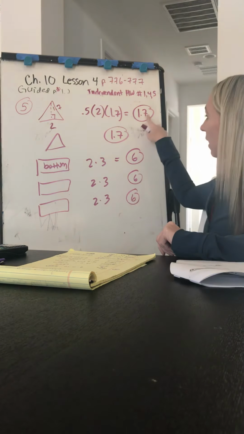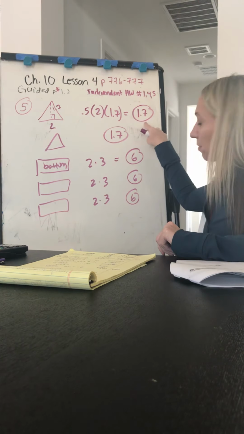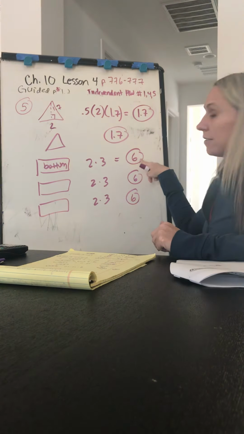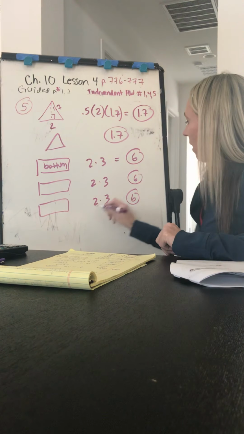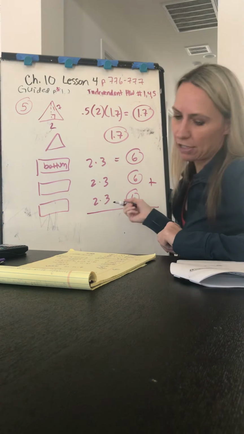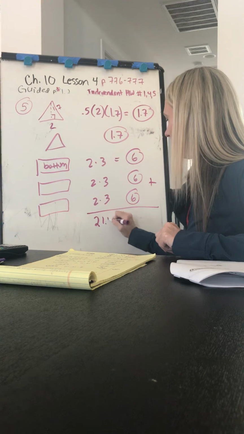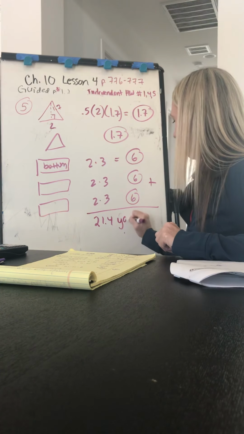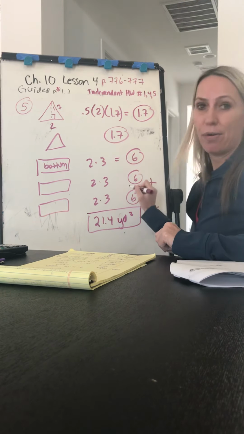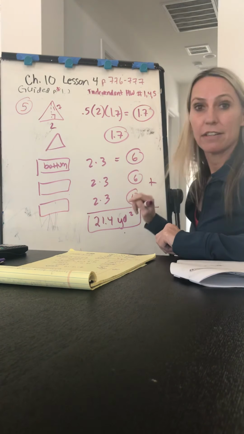So again, you can either add all these together, or you can take this one and multiply it by 2 plus 6 times 3, which is 18. But we're going to add them all together. You'll get the same answer, and you get 21.4 square yards. But be careful, again, because they're not always equilateral triangles. These can be different. Okay?